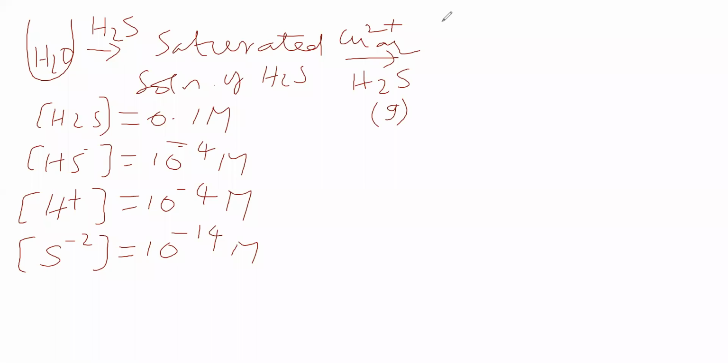Now, what happens to this Cu2+? In the resultant solution, Cu2+ ions are present and sulfide is present. If the ionic product of CuS is greater than the solubility product of CuS, CuS starts precipitating.